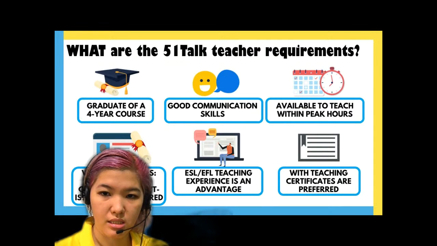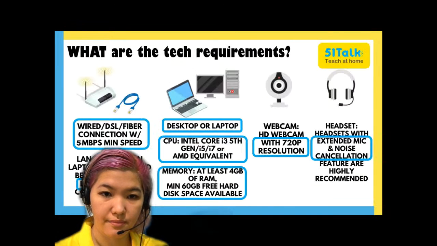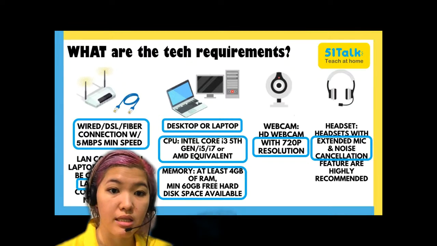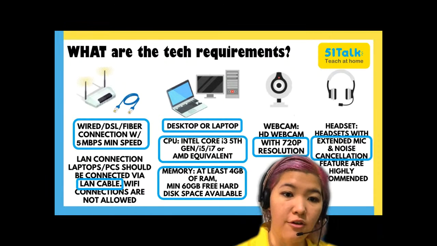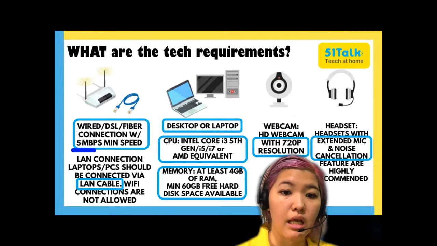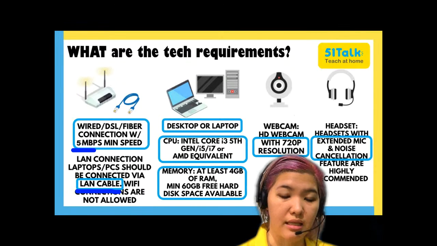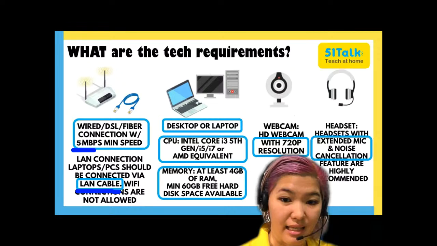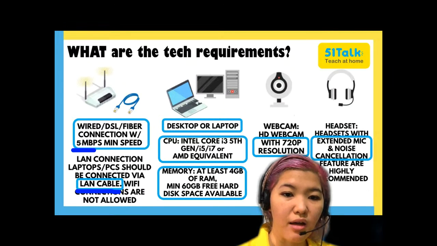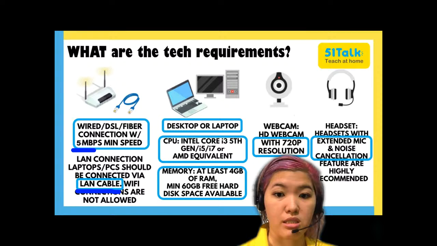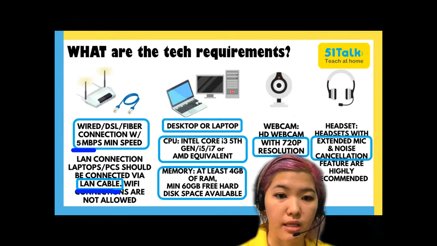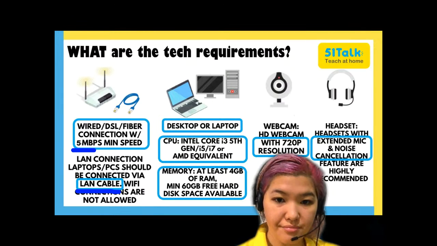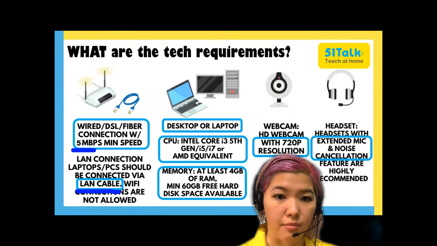And next, as for the tech equipment, it has to be a wired DSL connection. Wired DSL fiber connection, 5 Mbps minimum speed, and should be connected via LAN cable. Yung iba naka-Wi-Fi for backup only, strictly for backup purposes only. Let's say your main internet connection is failing, then you may use your backup connection.